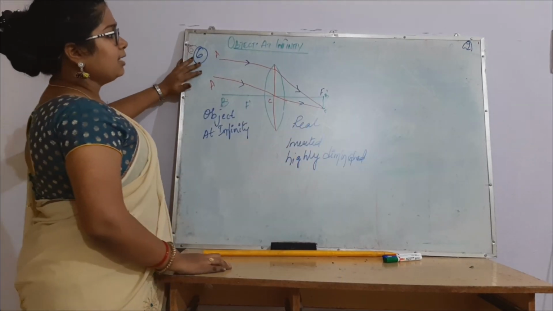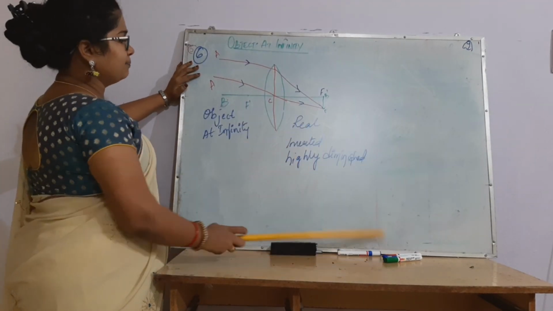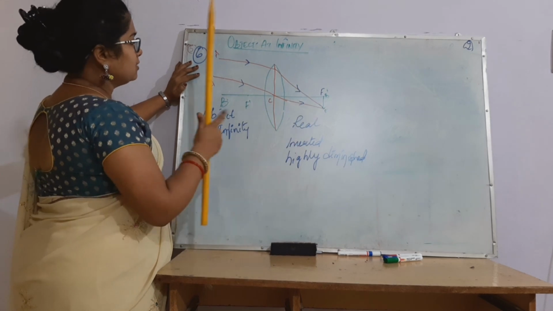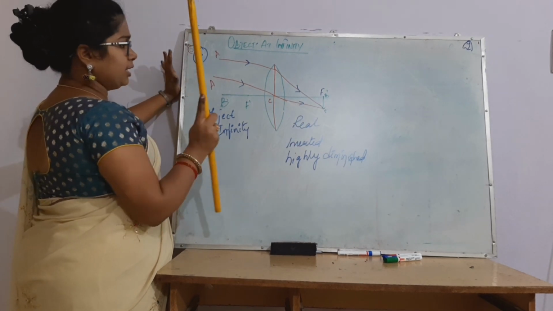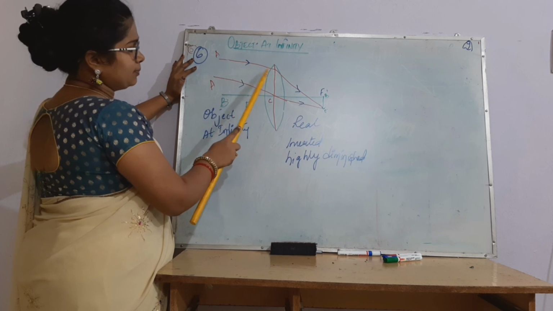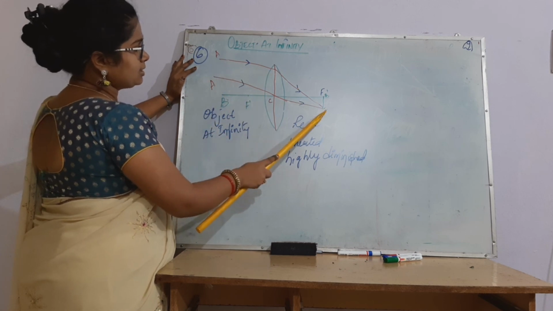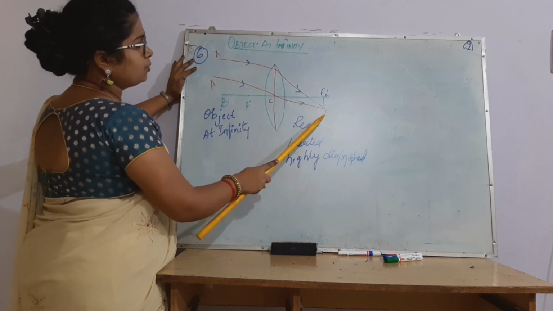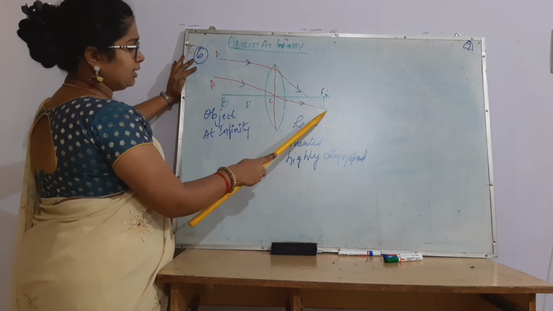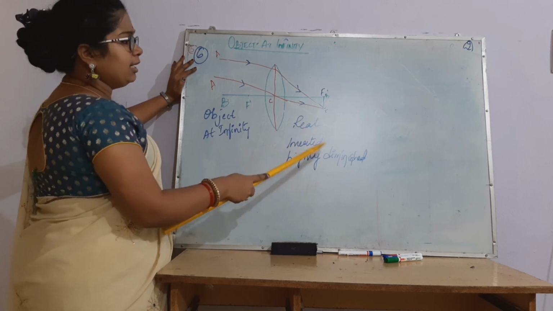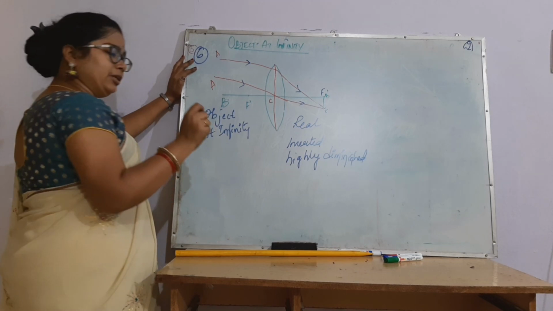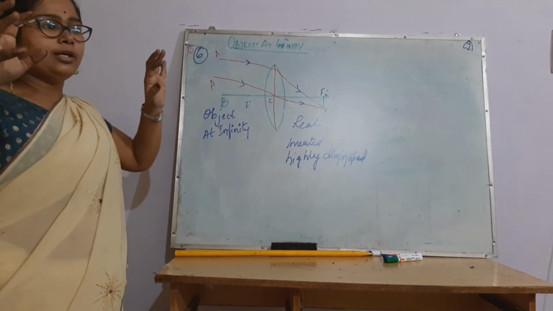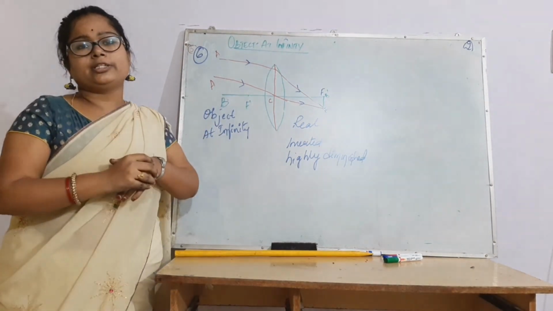The sixth case is when the object is kept at infinity. This is the principal axis, and the object is kept at infinity, so we can't draw it. Suppose a ray is coming like this, and another ray; the two will meet at the focus, and the image will be real, inverted and highly diminished, very small. When you see a distant object, you can observe that a very small image is formed.